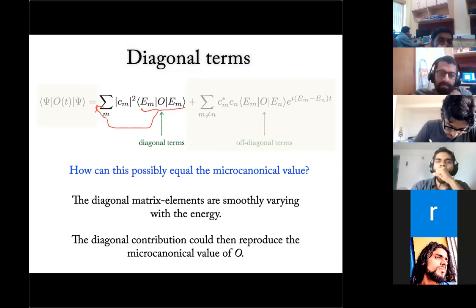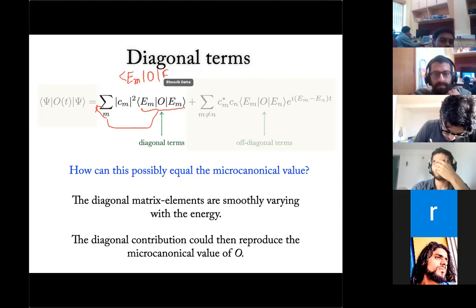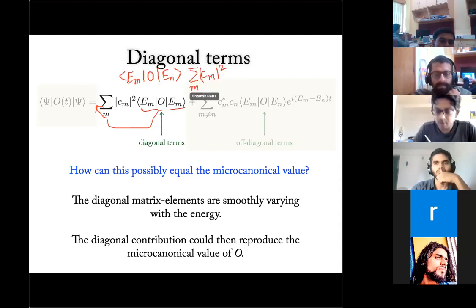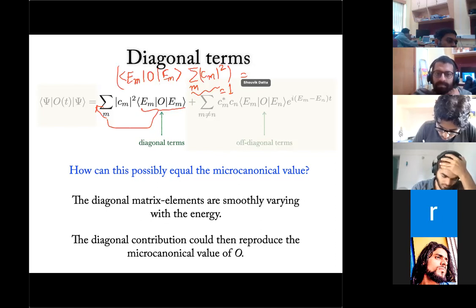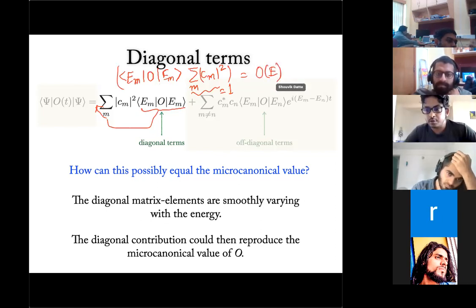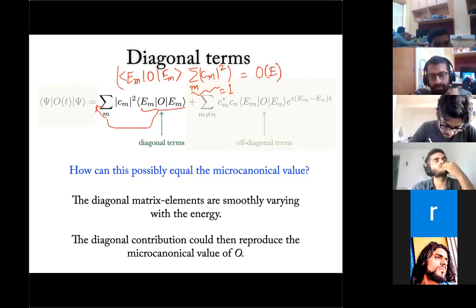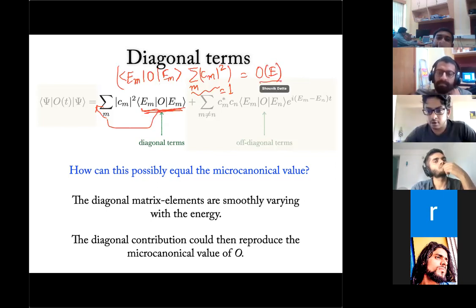And then what you're left with is the sum over E_M or E_N, and then you have C_M squared. This thing is appropriately normalized, so this is equal to one. Therefore, this quantity is equal to O of E, which is the microcanonical value. So that's one way this can happen: if the diagonal matrix elements are close to each other, this is essentially a constant, you can factor it out, and then you get the microcanonical value.